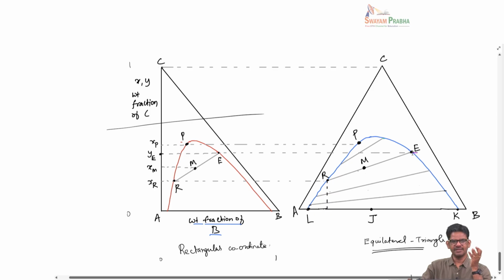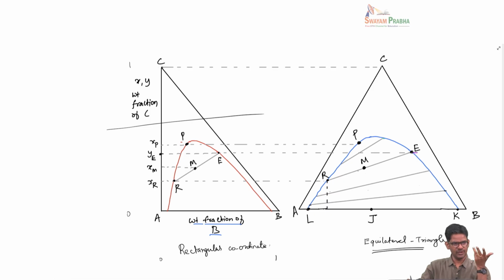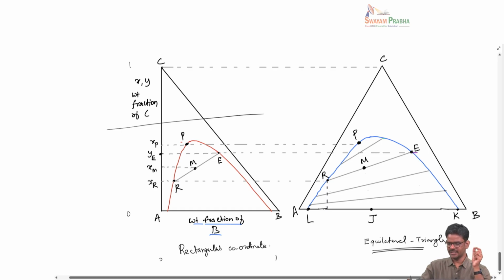Look, this point is a mixture of A, B, C. YE is the mole fraction of C at point E. At the same point you can find the weight fraction or mole fraction of B also, right? Because it has all three, A, B, C. I can find the weight fraction of B at point E, and using those 2 points I can locate point E here. So this point here is the weight fraction of B corresponding to point E here.